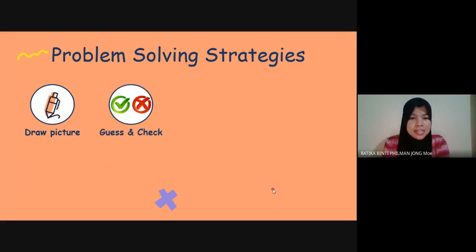The next one is guess and check. This guess and check problem solving strategy is suitable kalau awak ada soalan yang memerlukan awak buat pilihan jawapan A, B, C, D. Usually this guess and check strategy is to minimize your time in solving. Okay, dia teka-teka lah, and then after you teka-teka then you check. So kalau awak ada yang A, B, C, D tu, yang ini sesuai.